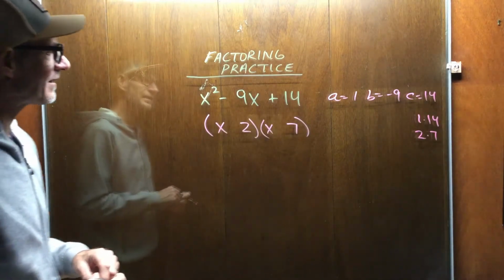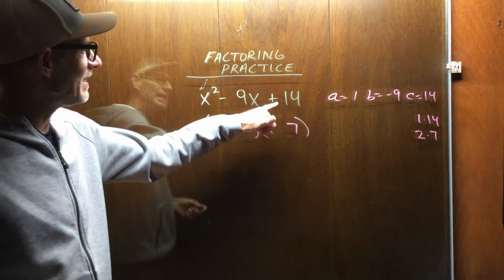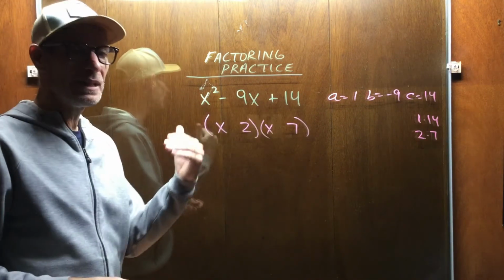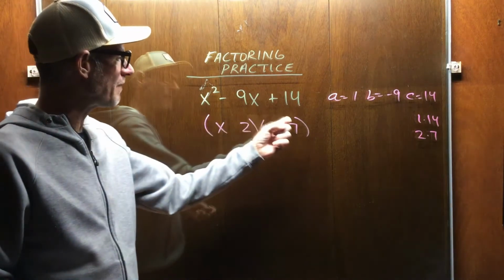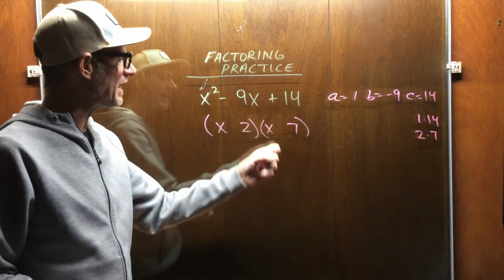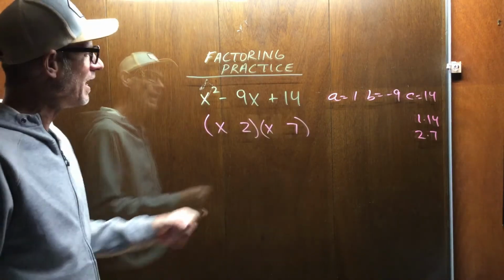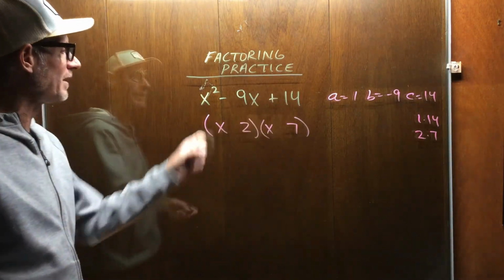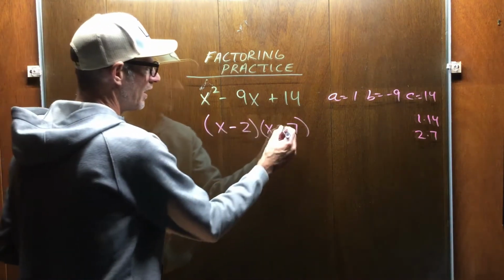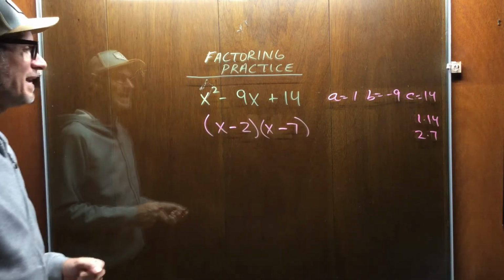Now when we look at the signs, our c value is positive, which means our signs have to be the same. It's either positive 2 times positive 7 is positive 14, or negative 2 times negative 7 is positive 14. But when your c value is positive and your b value is negative, you know that both of your signs are going to be negative.